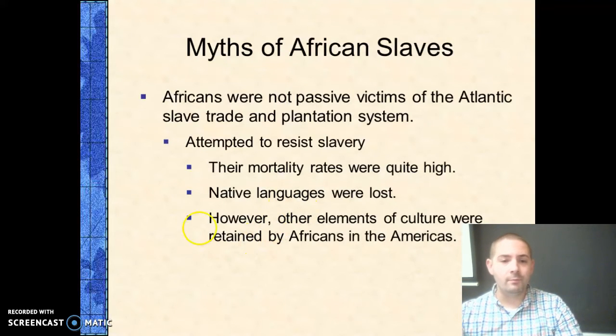Now, there are a few myths about slaves. No, that's not going to work. About slaves, right?